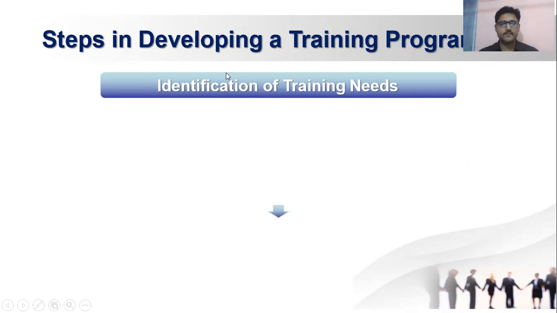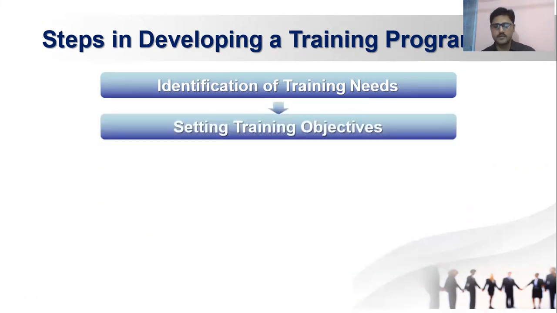Then what is the next step? The next step is setting training objectives. That means what are the objectives of our training? If we are going to implement a training program, what would be the objectives of this training? Your objective may be to impart induction to the new employees, to give basic knowledge about the procedure, to enhance the skill of the employees so that they perform effectively. So what would be the appropriate objective of your training session? That you will have to identify.